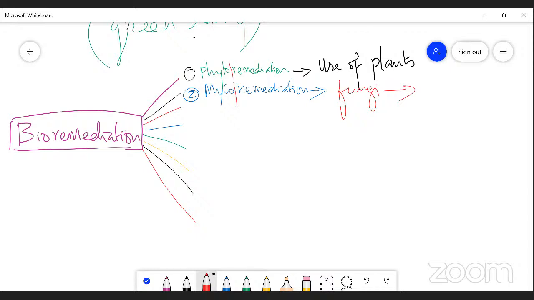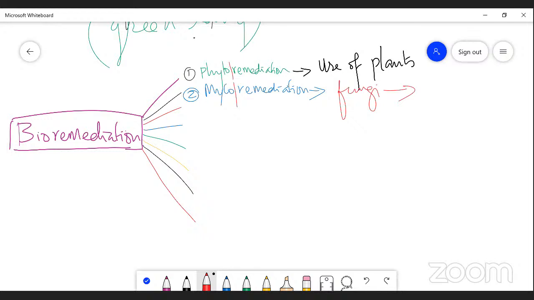of wastewater, wasteland, or a contaminated site, which is to be made clean. That is called mycoremediation. Simply, I can say the use of fungi which brings about remediation from the contaminated site into clean land. That is called mycoremediation.